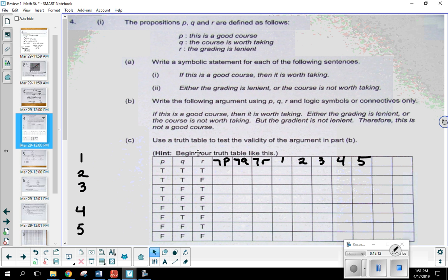Yes, let me go get that real fast. Okay. Hey, Louise, right now we're working on number 4 in review 1. I believe Jocelyn has the key right now. There you go.